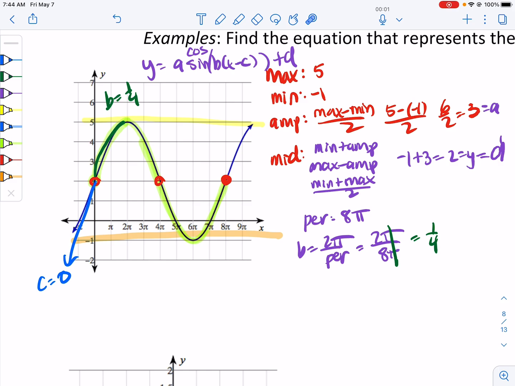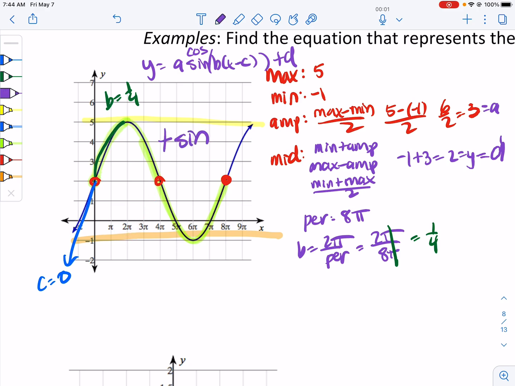Okay. So now we have our A, our B, our C, and our D. So now I just need to decide, is this sine or cosine? Well, we're starting here in the middle, which means that it's going to be a sine. So then I need to decide, is it positive sine or negative sine? Remember, our positive sine goes up first. Our negative sine goes down. So this will be a positive sine graph.